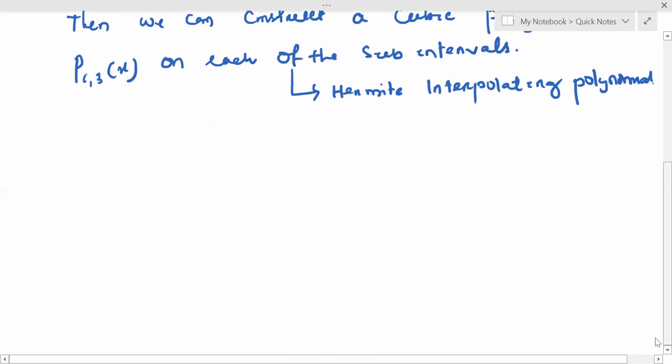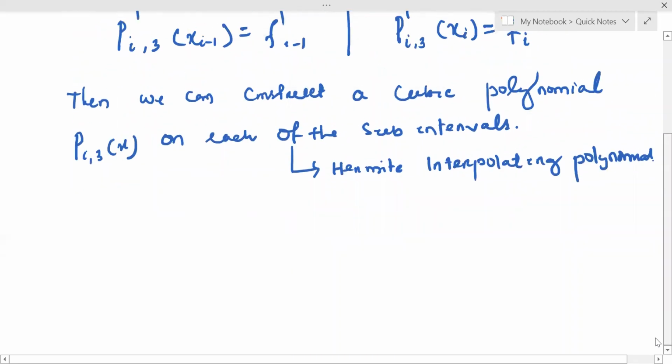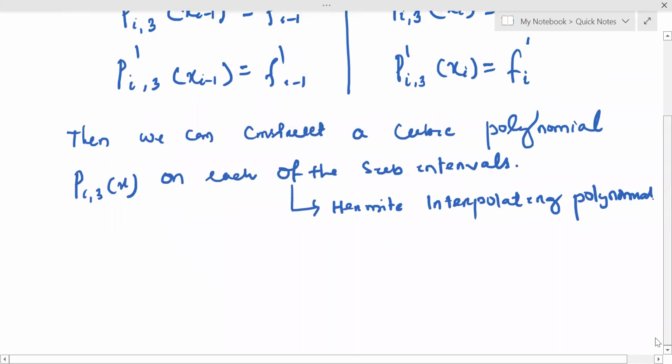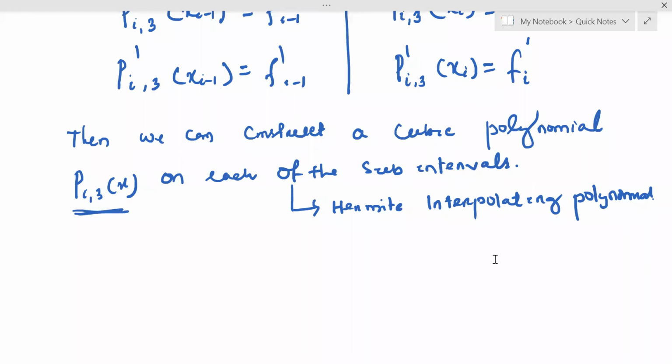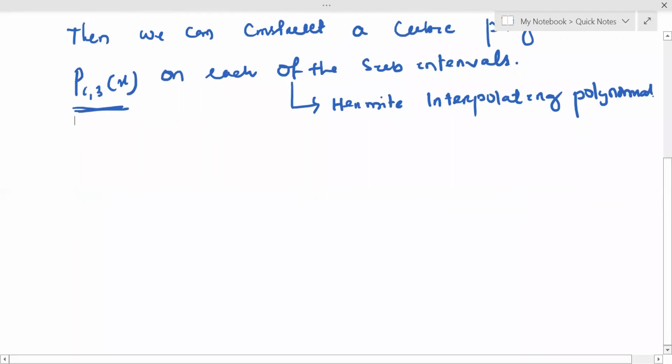Thus we can construct a cubic polynomial p_i3. That is, we can construct a polynomial, cubic for each subinterval, and that polynomial is called the Hermite interpolating polynomial. So how do we construct it? That is the form of the construction of the polynomial.